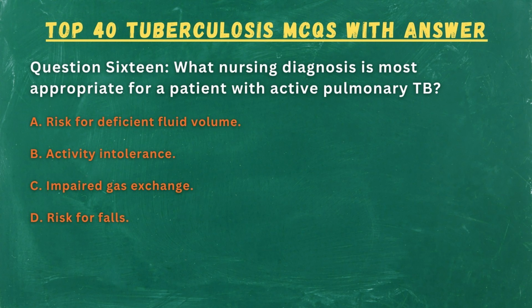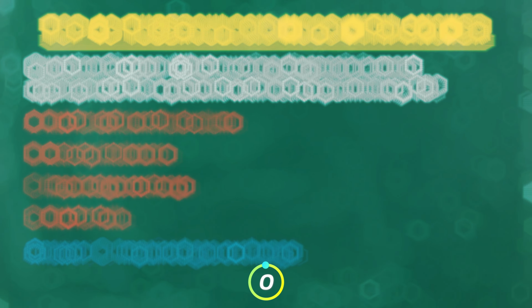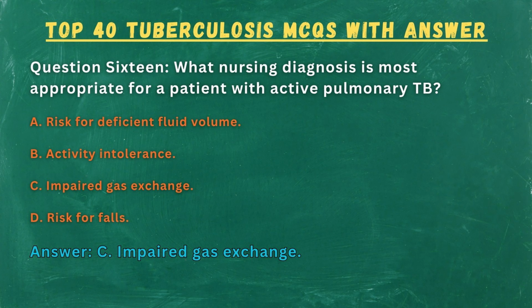Question 16. What nursing diagnosis is most appropriate for a patient with active pulmonary TB? A. Risk for deficient fluid volume. B. Activity intolerance. C. Impaired gas exchange. D. Risk for falls. Answer. C. Impaired gas exchange.